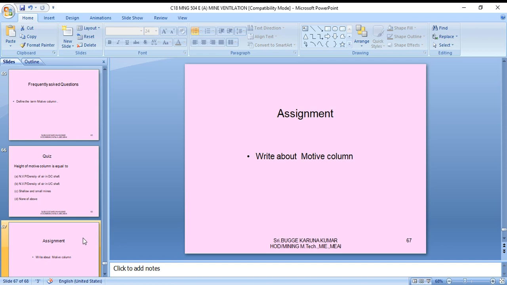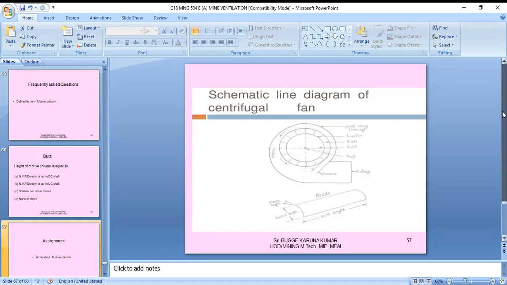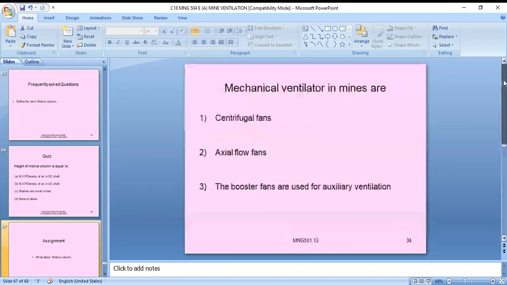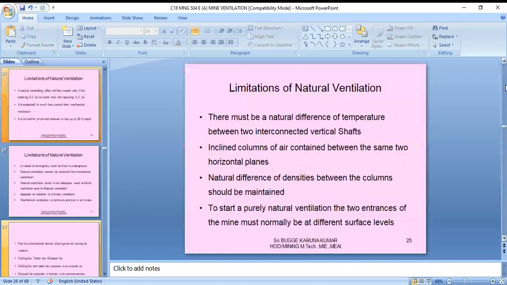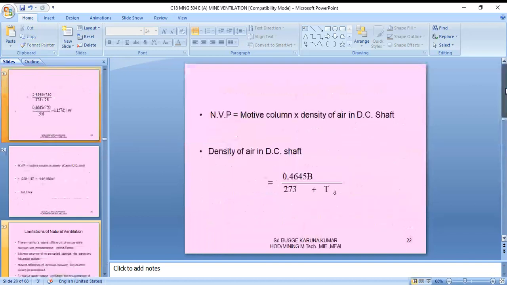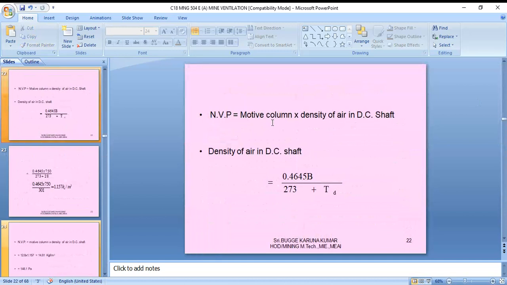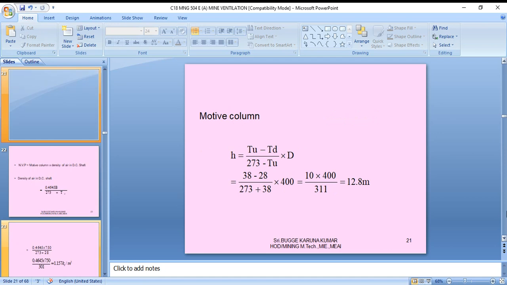Then write about the motive column. Okay. For clarification, you can go through it for more elaboration. So here the NVP is the right density of DC, so the answer is DC.